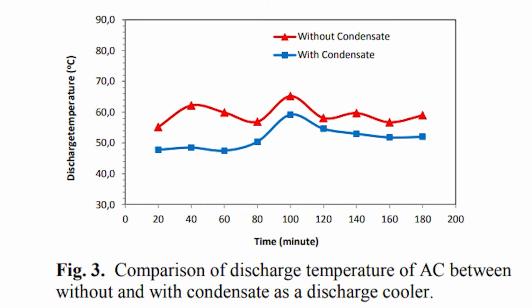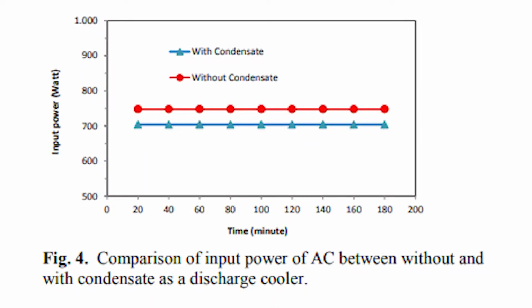For the result obtained, we can see that the temperature using condensate water is lower than without using condensate water by an average of 7.6 Celsius. By having a lower discharge temperature, the power input is lower by 48 watt, resulting in a 5.9% decrease compared to not using condensate water.